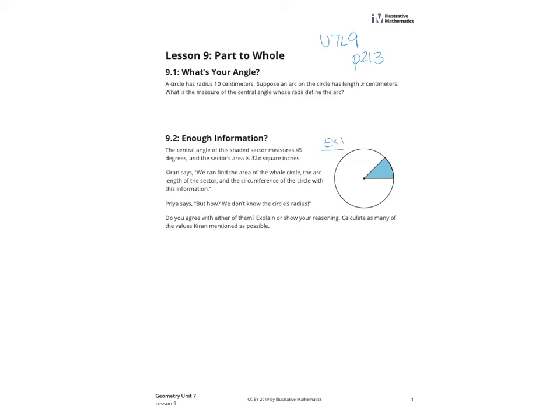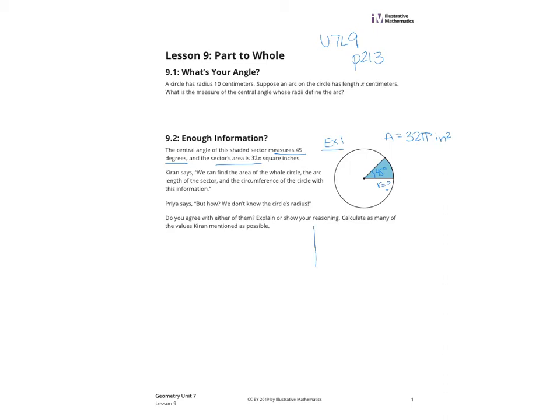So for this example, it tells me that the sector's area is 32 pi. So I know the area of this blue sector is 32 pi units squared. In this case, it's inches squared. And I know that the radius, actually I don't know the radius, sorry. I know that the central angle is 45 degrees. What I don't know is the radius for this problem. So let's find the radius.